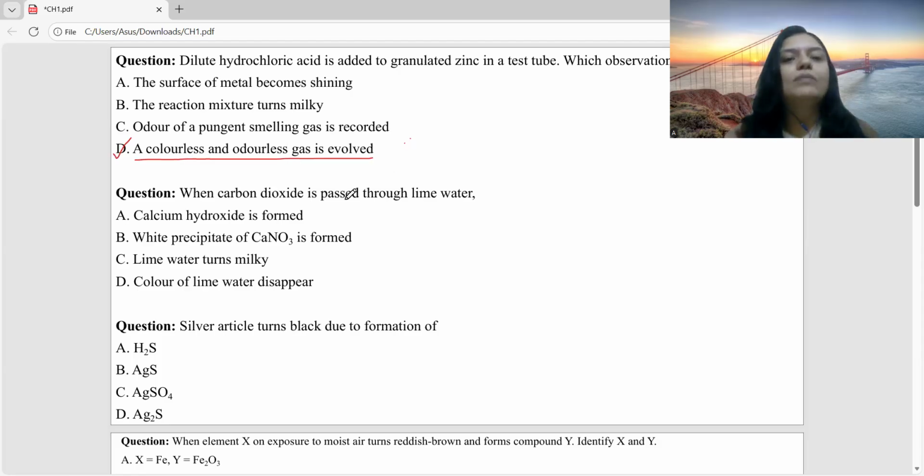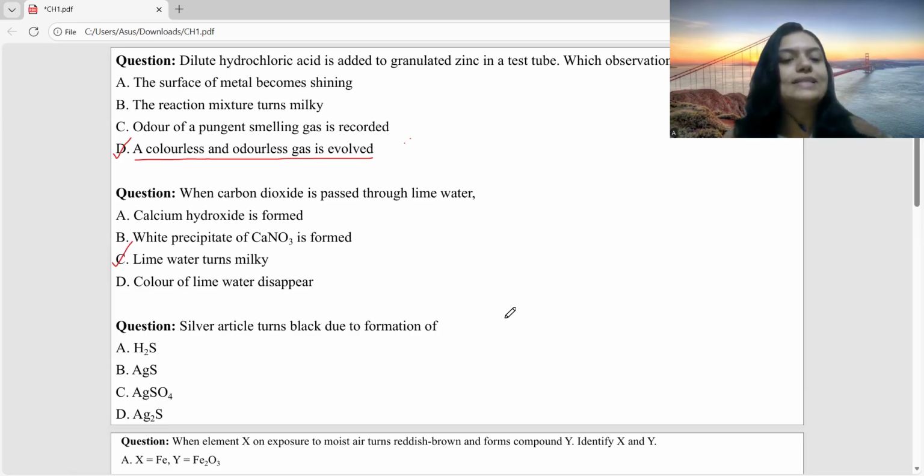Next, when carbon dioxide is passed through lime water. Now we know that when carbon dioxide is passed through lime water, it turns milky, right? That is the identification reaction for carbon dioxide gas. So obviously the option will be lime water turns milky here.